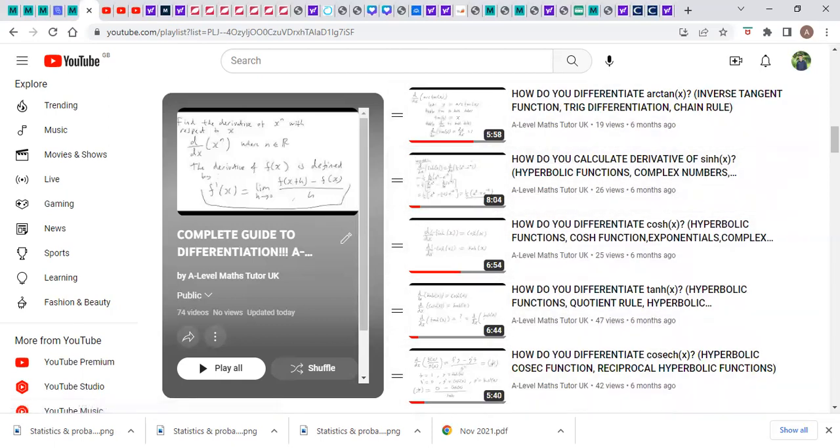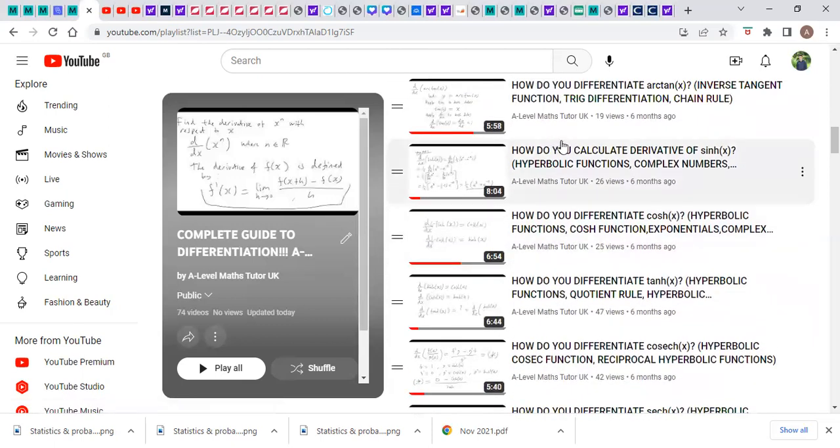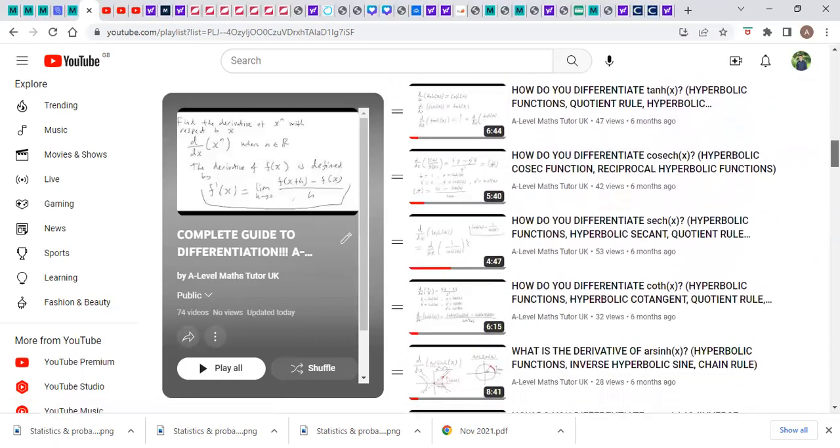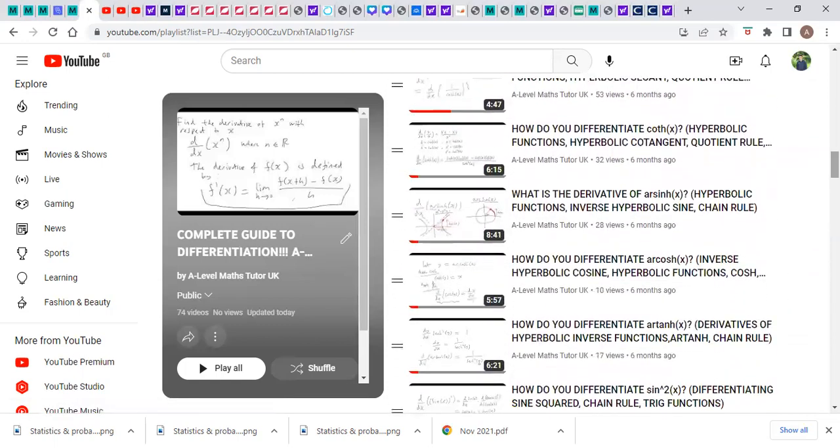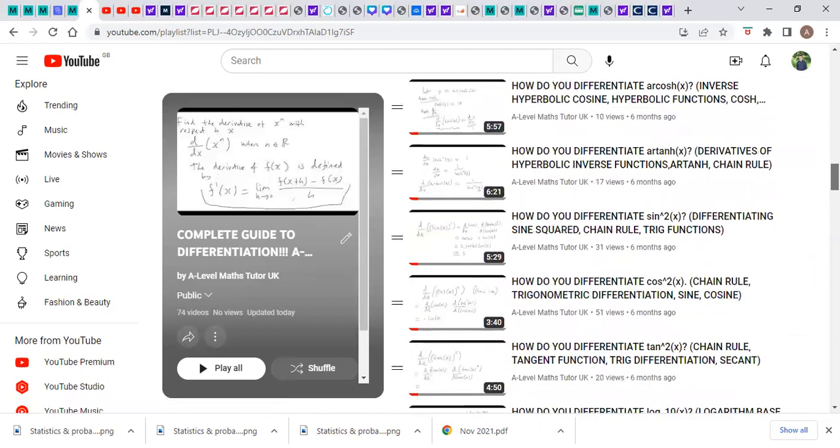So if you do A-level maths, you don't need to know how to differentiate these. You don't even need to know what these are. But if you're doing A-level further maths, then yeah, you will obviously need to know how to differentiate sinh or shine, depending on how you call it, and cosh and tanh. Cosech, sech, coth, arsinh, arcosh, artanh.